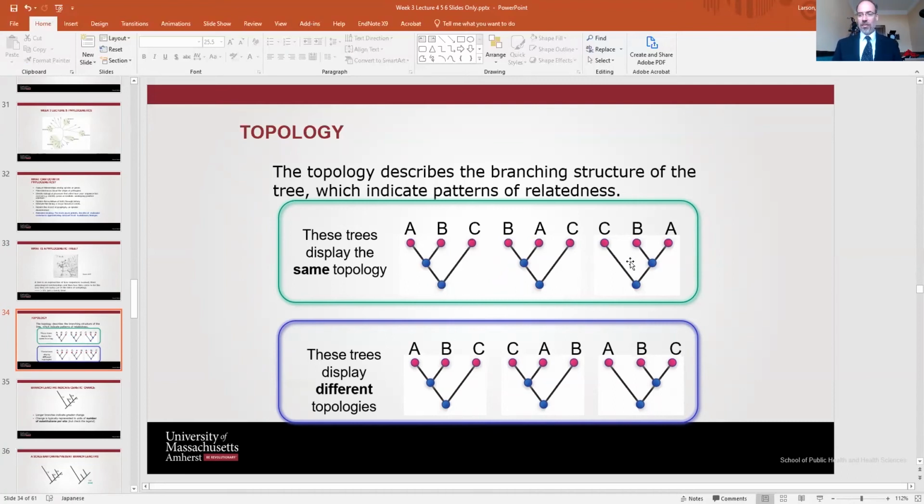Yeah, so all these are the same. And these trees here display different topologies. So A is related to B through this node, and A and B are only related to C through this node.